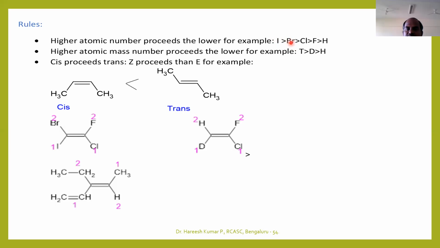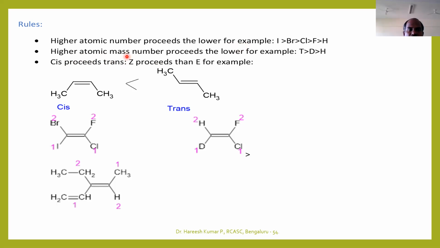Similarly, bromine takes priority compared to chlorine because of the atomic number of bromine. Similarly, chlorine takes priority compared to fluorine because of the higher atomic number of chlorine. Similarly, fluorine takes higher priority compared to hydrogen because of the higher atomic number of fluorine compared to hydrogen. What does it mean? It means that higher atomic number precedes the lower. So that is the one rule.